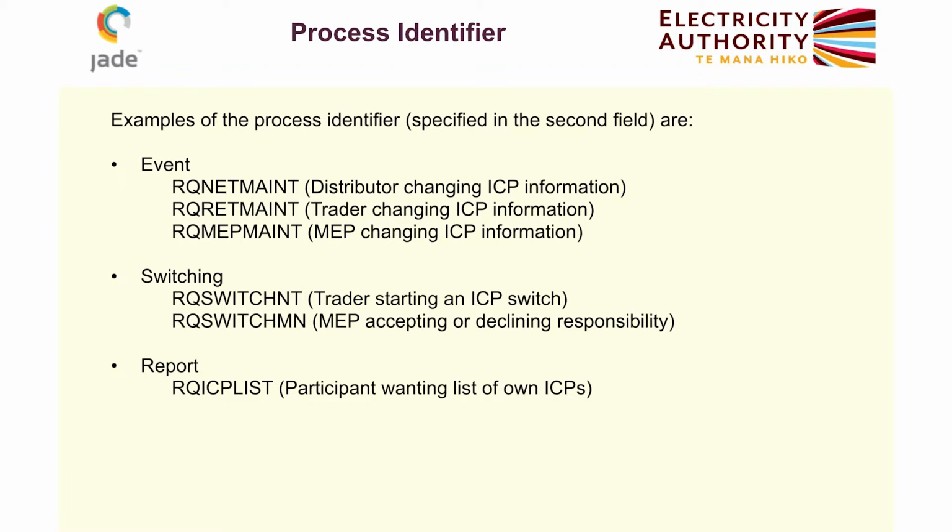RQNetMaint. That's a request for distributor maintenance of an ICP to take place. RQRepMaint for a trader, RQMepMaint for an MEP. There are other types of processes. For instance, if you're starting off a switch, let's suppose you want to switch an ICP from one trader to another trader. The gaining trader is going to send a file, and the process identifier is RQSwitchNT.